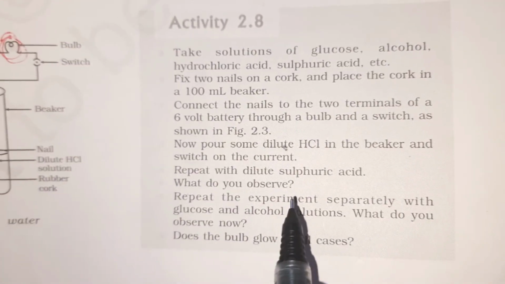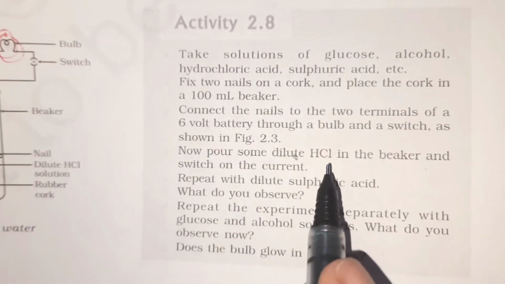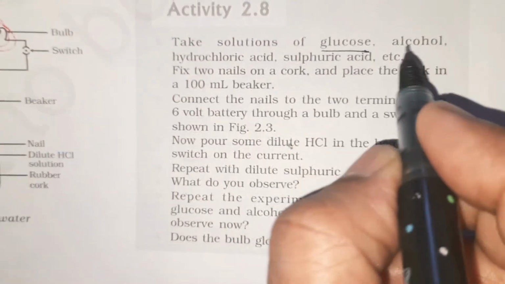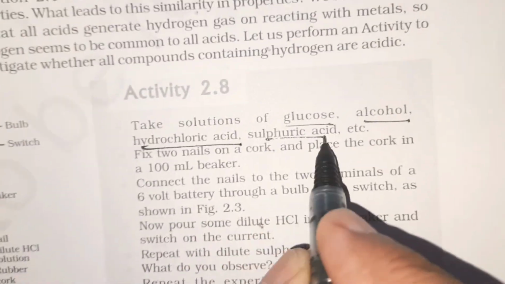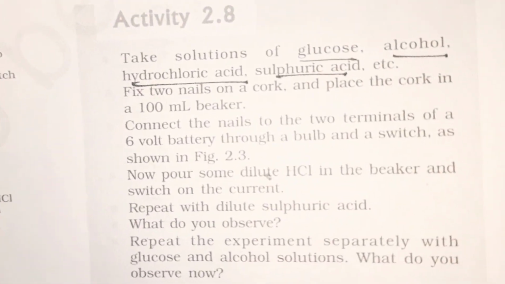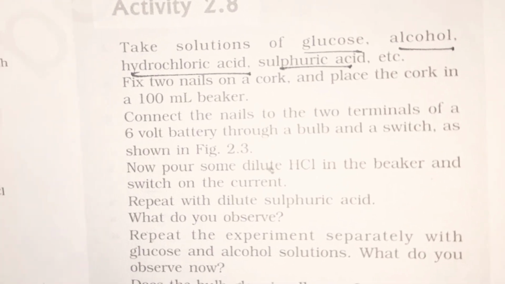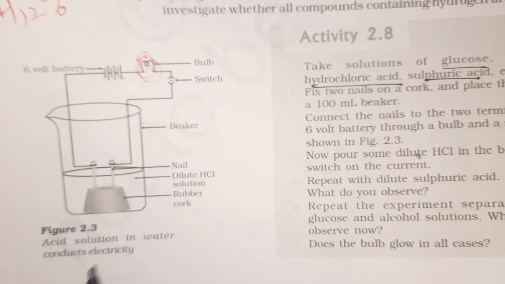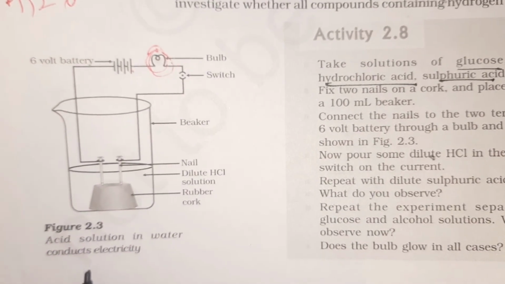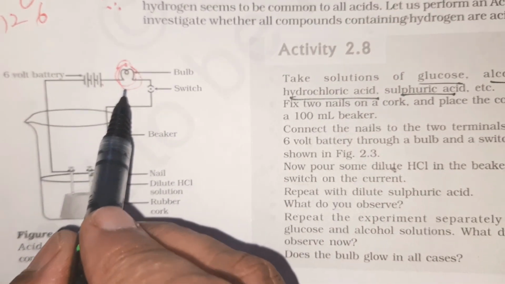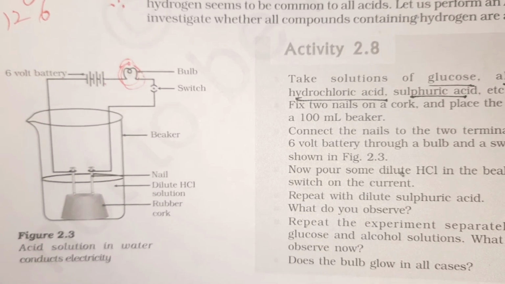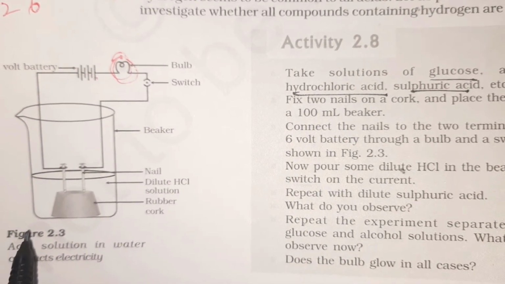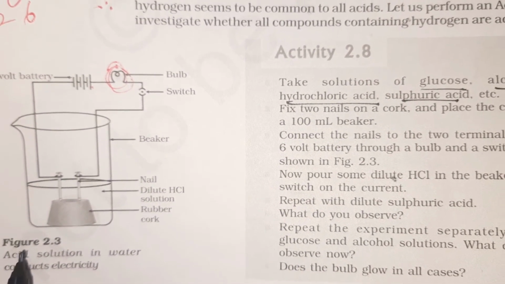So if we look at activity 2.8, here they are saying that we have to take HCl, glucose, alcohol, and sulfuric acid. These are the four solutions which we are going to fill in this beaker one by one. Right, so we'll see that when we are filling glucose and alcohol, the electric bulb will not glow, whereas when we put in this beaker hydrochloric acid and sulfuric acid, the bulb will glow.